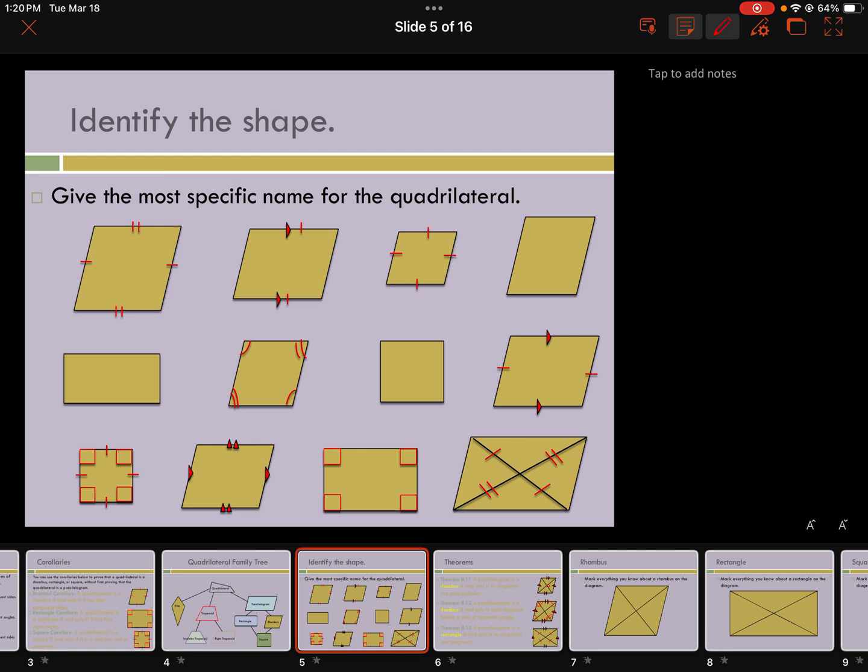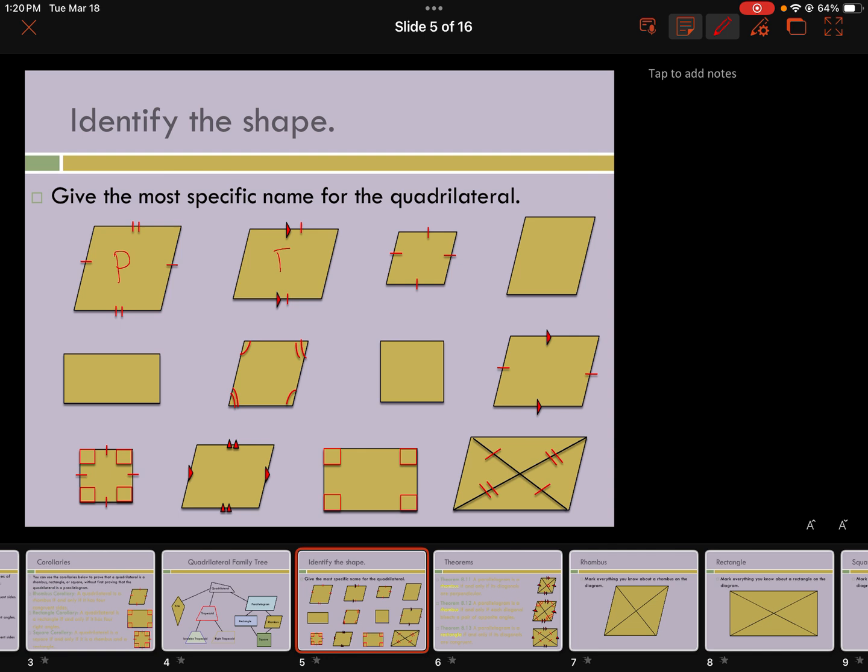This first shape that we see, I notice that we have opposite sides congruent. That's what the markings mean. That guarantees that the shape is a parallelogram. Now, it could be a rectangle, rhombus, or square if you knew more information, but we don't. That's why that's just going to be a parallelogram.